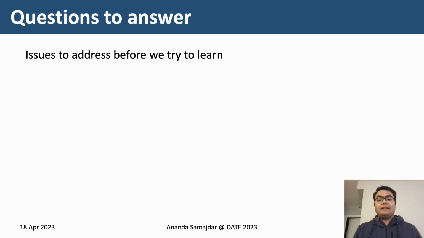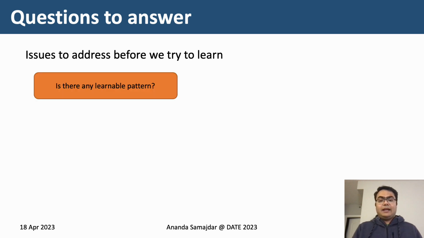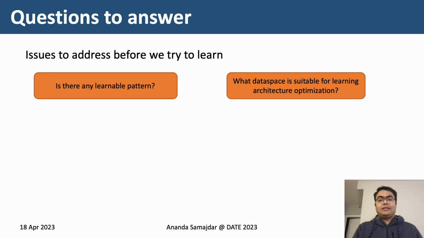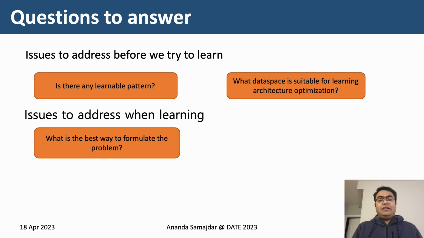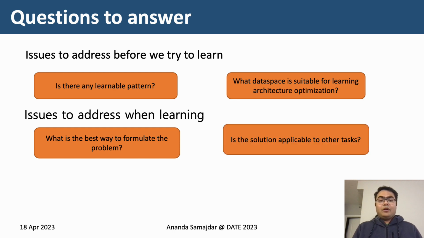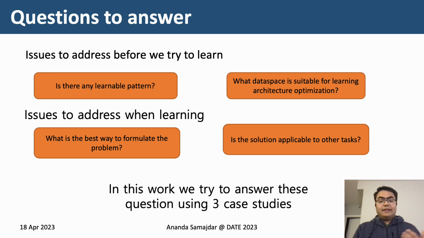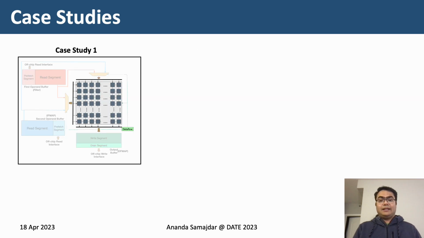However, designing such a solution requires us to answer a few key questions, like whether there exists any learnable pattern in the task. What should be the optimal data space suitable for any learning algorithm to work? What is even the best way to formulate the problem for a model to learn? Or is there any solution which is generalizable? In this work, we try to explore the answer to these questions using 3 case studies.